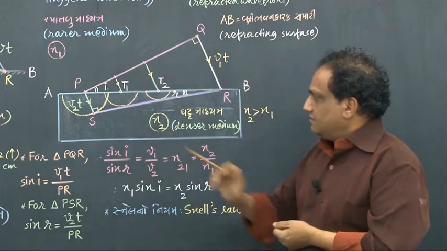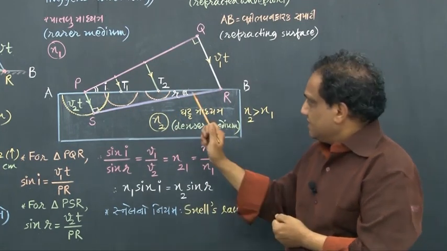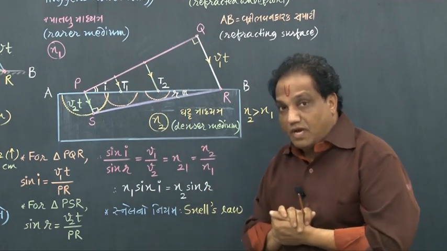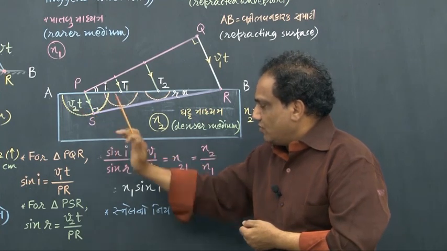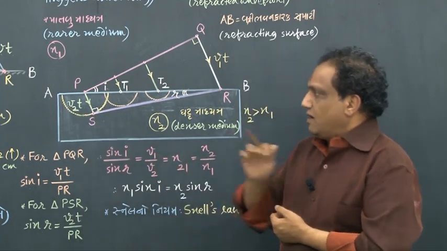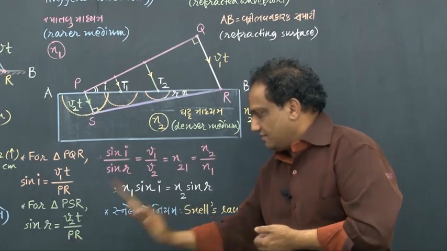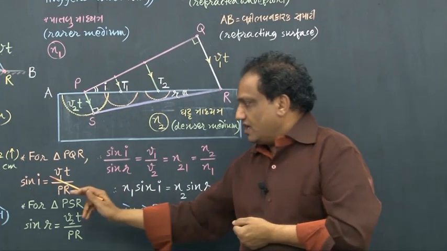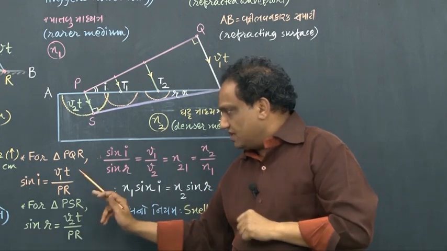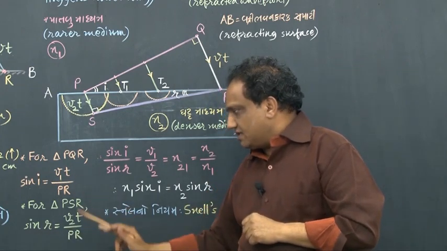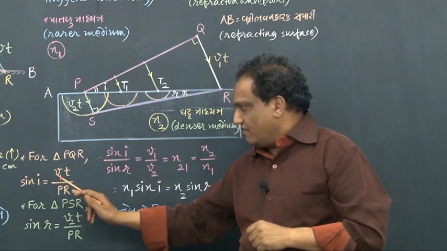Now think of triangle PSR, and find sine of r. Sine of r means opposite to r divided by hypotenuse. Opposite to r, it is this much or v2 into t, divided by the hypotenuse, that is opposite to the right angle, PR. Now if you take the ratio of sine i to sine r, it will be equal to this upon this. When you take this upon this, t will cancel, PR will cancel, giving you v1 upon v2.